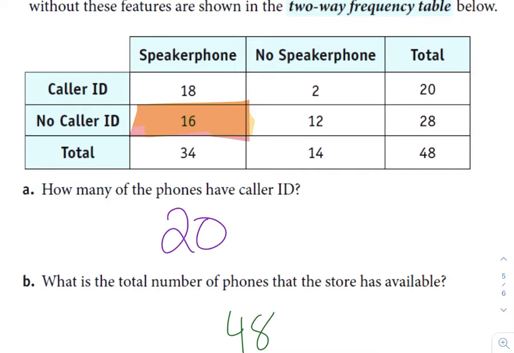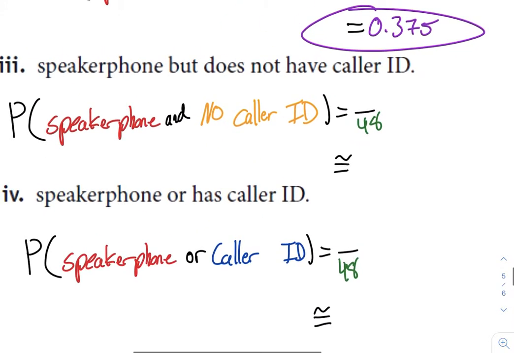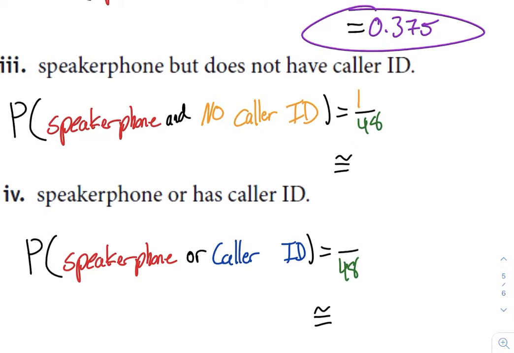16 that have speakerphone but don't have caller ID. So we're going to go ahead and put that in there, 16 out of 48. And again, it was N, so we needed both of those things to happen. And that would be 0.333 when rounded to 3 decimal places. And that's not exact, that's being rounded, so it's approximately. So we're going to keep that approximation sign.